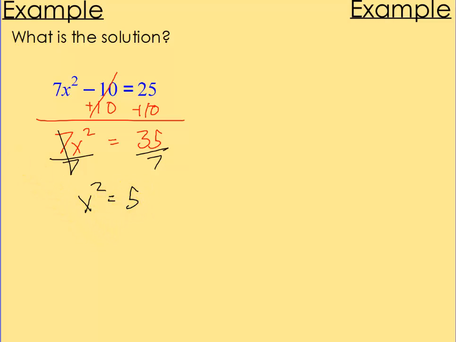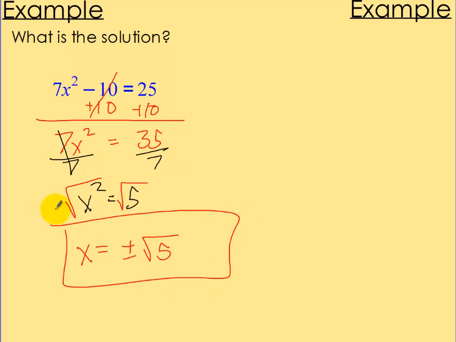And so then the last step, I can square root both sides. And I'm going to get x equals plus or minus the square root of 5. And that's your answer. That's it.